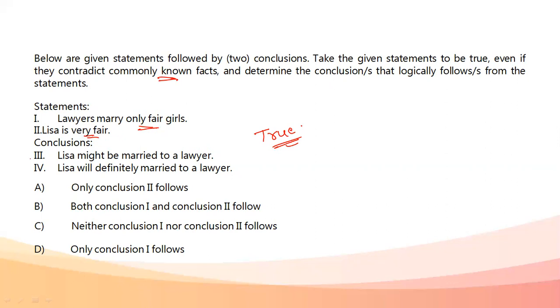Now, which of the conclusions would follow? Lisa might be married to a lawyer. The condition to get married to a lawyer is that you should be fair, according to the question. So this seems somewhat correct. Lisa will definitely be married to a lawyer. This is not right, because just being fair does not mean you will get married to a lawyer. So only conclusion one follows. Lisa is fair, so there are chances that she might get married to a lawyer. My answer becomes option D.